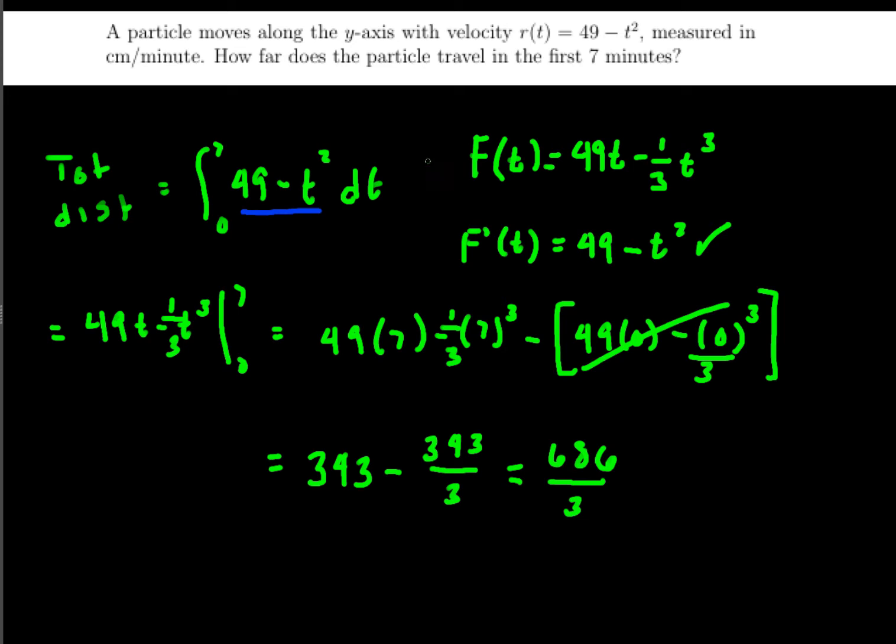And what are my units? Well, dt is time, so it's minutes, and r of t is measured in centimeters per minute. So the minutes units cancel, and all we get left behind is centimeters. Right? So the total distance is 686 divided by 3 centimeters, which, if you go back to the video from section 4.1, is exactly what we calculated using the Riemann sum definition. But now, so much easier. I can just use an antiderivative.